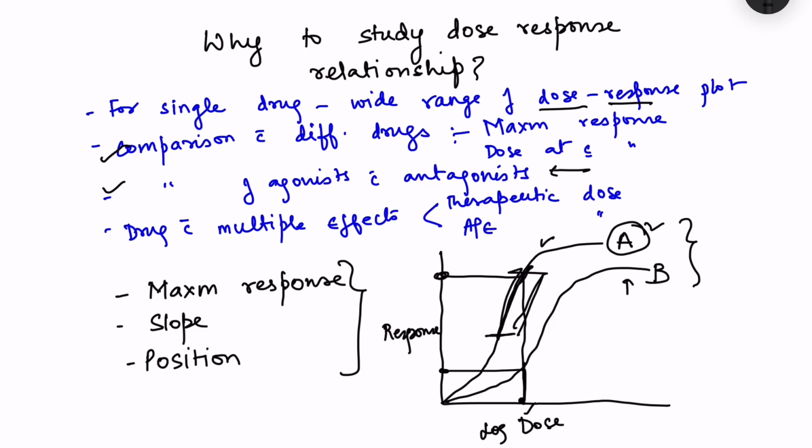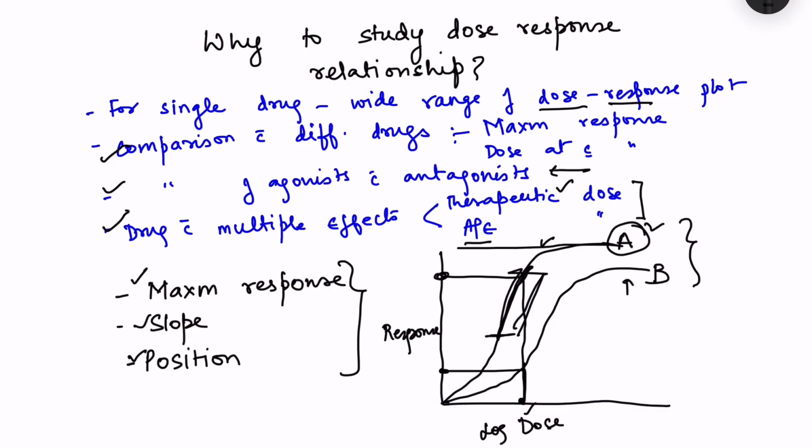Then we will also see, which we are going to see in this video itself, that if a drug has multiple effects, that is the therapeutic effect and adverse effect, then what is the dose in which the therapeutic effect is going to occur and what is the dose in which adverse effect is going to occur. So basically we study this dose response relationship by looking at the maximum response, the slope of the graph and the position of the graph.